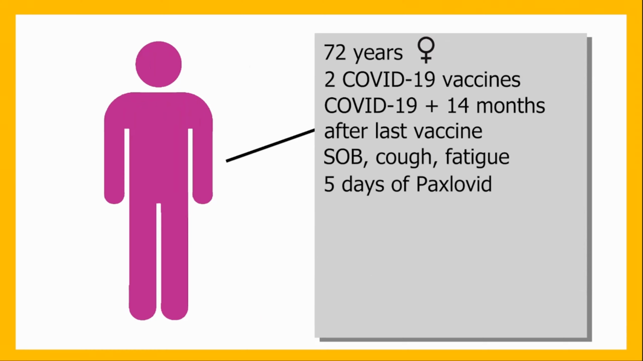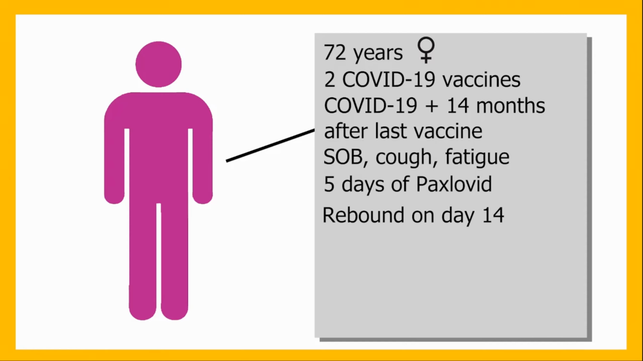While her symptoms initially improved during the treatment, she started to experience worsening shortness of breath and fatigue and developed pleuritic chest pain and palpitations. On day 14 of her COVID-19 diagnosis, she had episodes of hypoxia at home with oxygen saturations down to 80%.